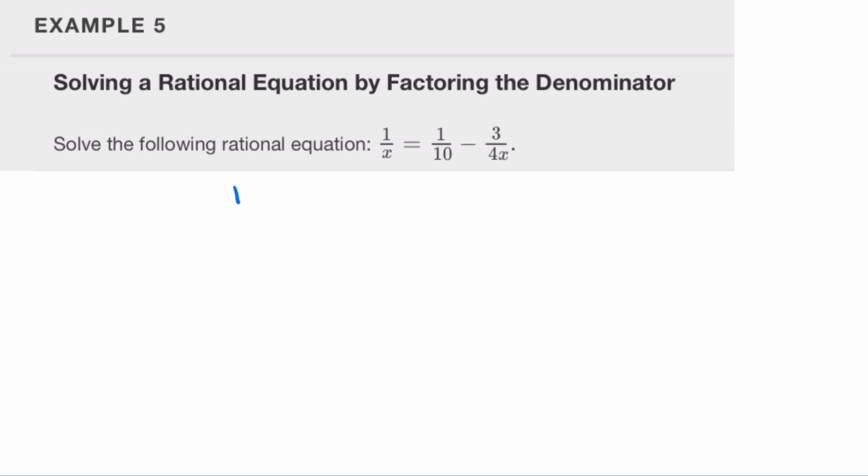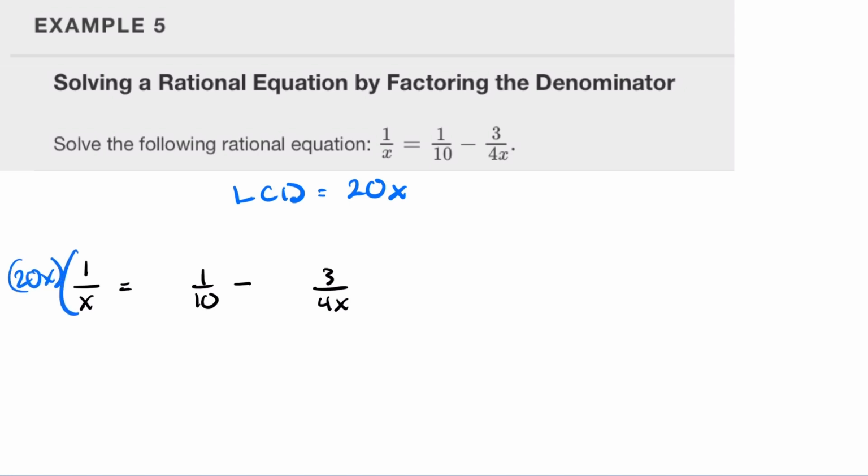So that means our LCD is going to be 20x. On the left-hand side, we have 1 over x. On the right-hand side, we have 1 over 10 minus 3 over 4x. If we multiply the left and the right side by the LCD, on the right-hand side we're going to have to distribute. So here we have times 20x, here another 20x, and here another 20x.